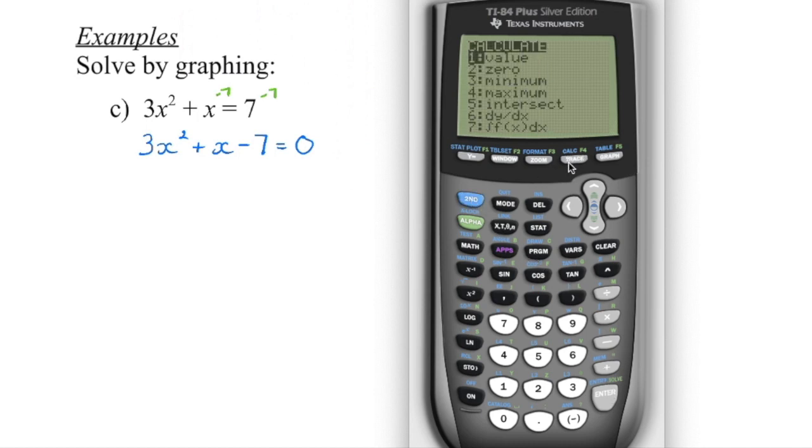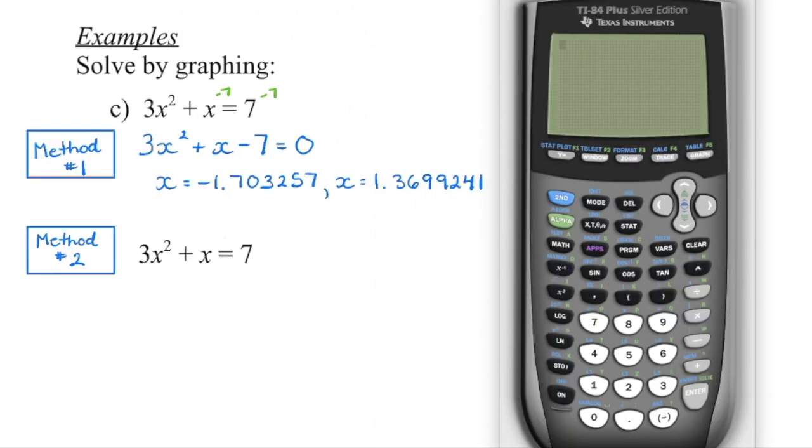Second function trace, 0. Now this time we're going to do the one over on this side, so I'm to the left of that, enter. We're going to go up so that we are above the x-axis, enter, and there is our second x-intercept. First way that we can solve something like this is to set the equation equal to 0 and then graph it. There's another way that we can go about this.